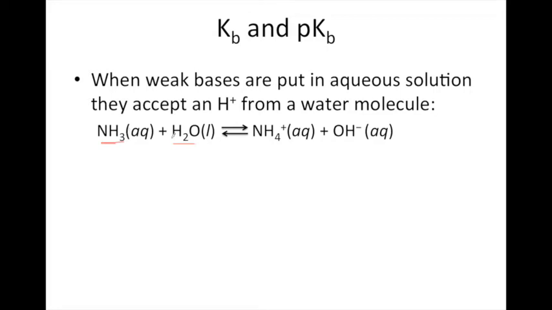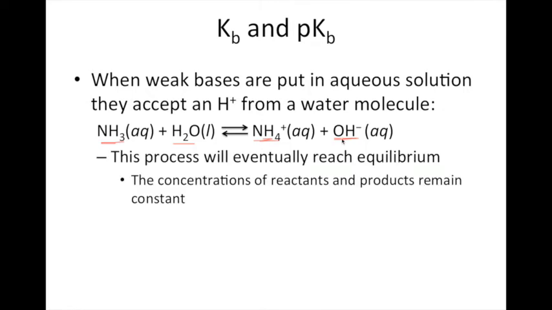So the water is acting as an acid. Ammonia is our weak base. We form a protonated form of ammonia, the ammonium ion, and the water will lose a proton to form hydroxide. So we form a conjugate acid, ammonium, and a conjugate base, in this case hydroxide. This process of protonation and deprotonation will eventually reach equilibrium, where the rates of the forward and reverse processes become equal, and the concentrations of reactants and products remain constant.